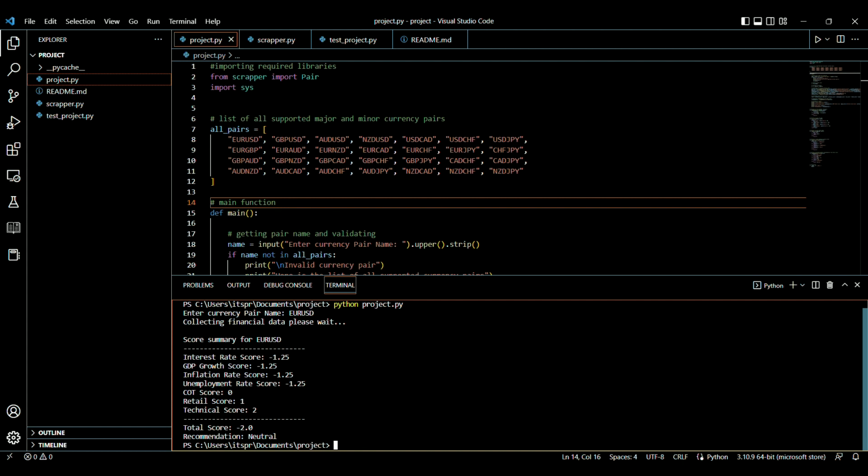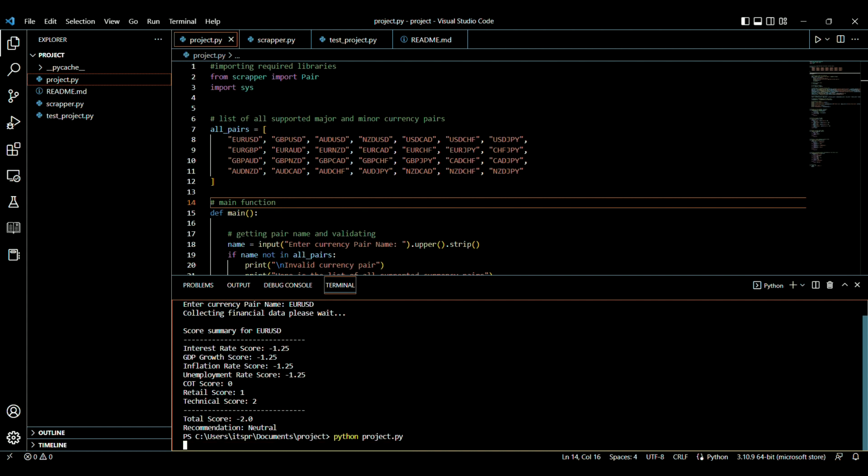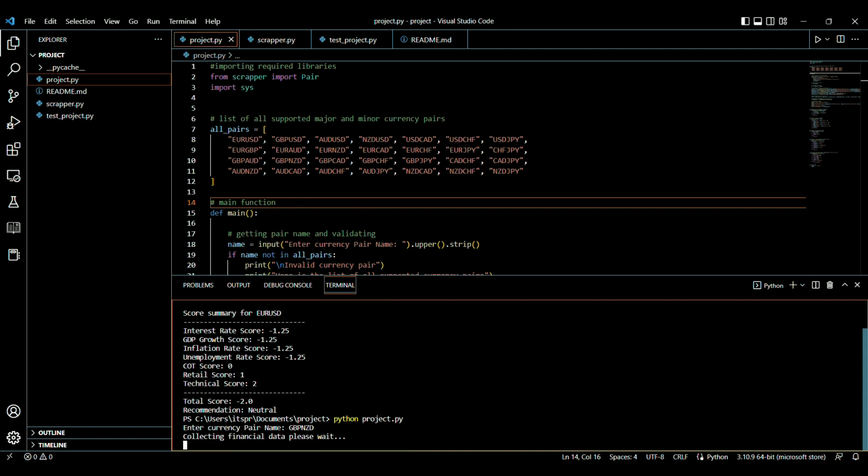Okay, so let's give it another try with some other pair like GBP and NZD, which is pretty much down right now, I think. Okay, so it's collecting data right now.